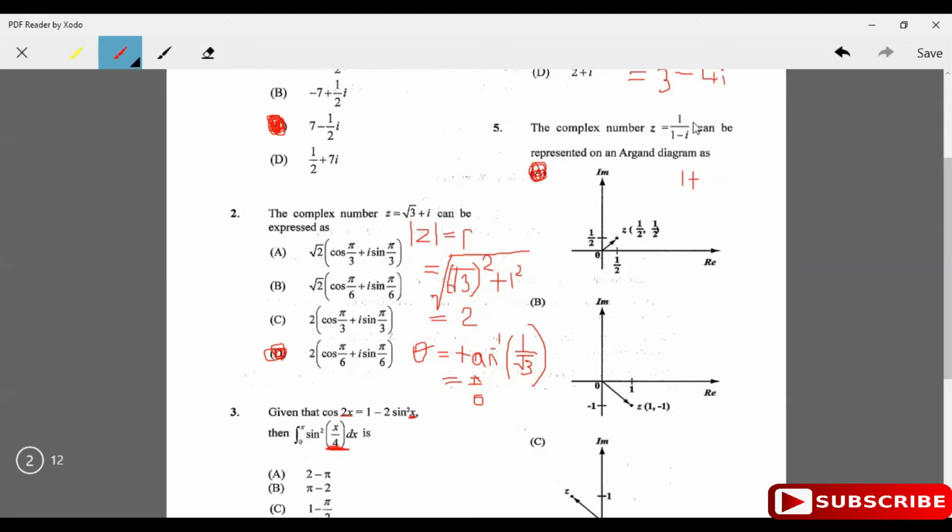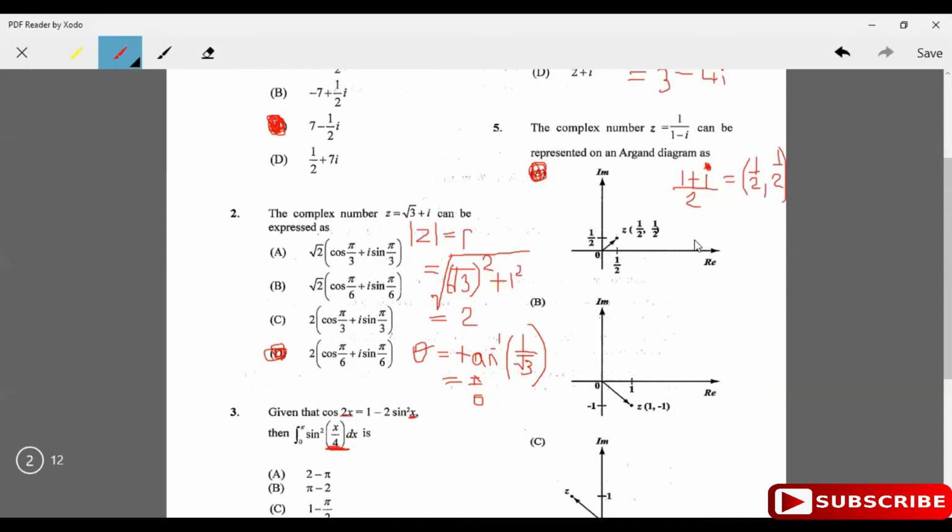So multiply it by 1 plus i, it becomes 1 plus i over 1 minus i times 1 plus i. The denominator becomes 1 square plus 1 square, which is 2. And so 1 plus i over 2 is really a half plus a half i. And so as a point, this is a half, a half.